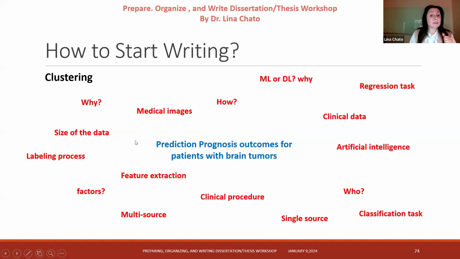Also, why am I interested in this topic? Why? What is the reason? What are the data that help me in this topic? Medical images, clinical data, what are the factors that lead to or affect the brain tumor? Is there a clinical procedure? How can I compare? And so on, okay? So you can see I put many small ideas or small topics around my main topic, then I can start with the most important of them. Of course, if I am in the introduction chapter, I will start with explaining why, okay? I will start with the why.